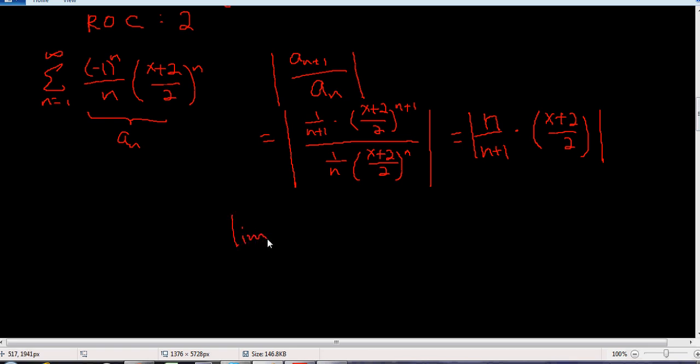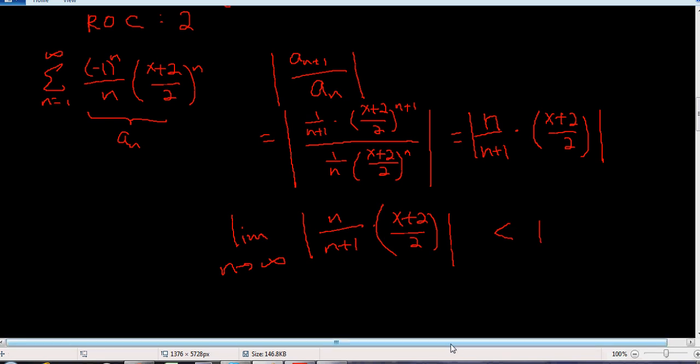So we take the limit as n goes to infinity of n over n plus 1 times (x plus 2) over 2. So as n goes to infinity, this here just becomes 1. What's going on here, as n gets really big, this 1 is not really going to matter. So it's kind of like a billion over a billion and 1. So this is going to go to 1. So in other words, if I want this to converge, then I need this to be less than 1. So if this is true, then we have it converges.